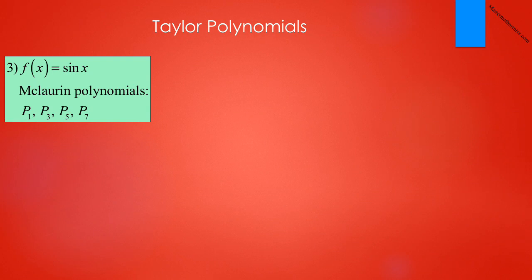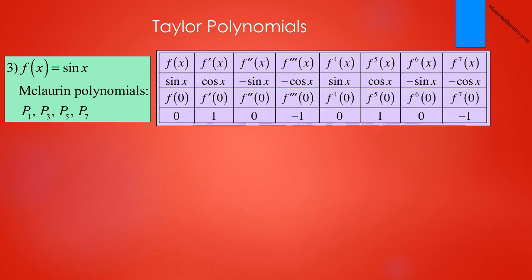In problem 3, you are given f of x equals sine of x and are asked to find the Maclaurin polynomials P1, P3, P5, and P7. To start, we create a table, and we look at the functions f of x, f prime of x, f double prime of x, all the way up to the 7th derivative. The function is f of x, so its derivative is cosine x, its second derivative is negative sine x, its third derivative is negative cosine x, and the pattern repeats itself.